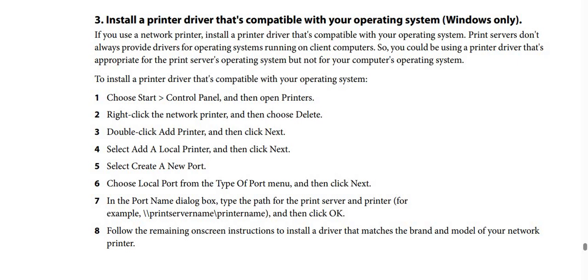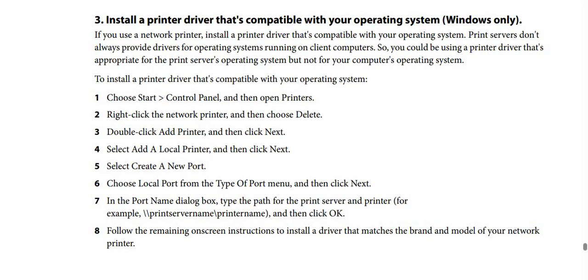We have steps. Step number 1, choose Start, then choose Control Panel, and then open Printers, like the previous. Number 2, right click the network printer and then choose Delete. Number 3, double click Add Printer and then click Next. Number 4, select Add a local printer and then click Next.